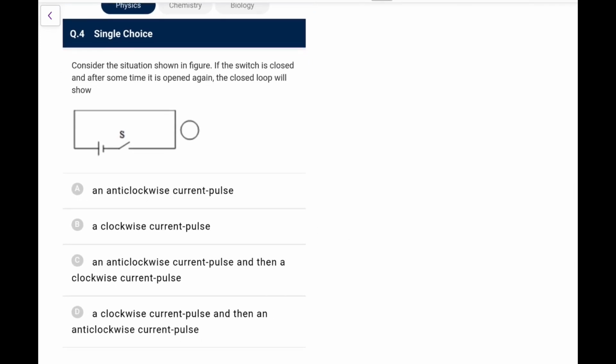Question 4. Let's see what it has. Consider the situation in the figure. If the switch is closed and after some time it is again opened, then the closed loop will show. Always remember, whenever the switch is opened, the current is reduced, so it will have a tendency to oppose that change. First, look at it. If the switch is closed, the current is induced like this. Because of this wire, which is the closer one, the field produced would be outward, that is towards you. To oppose it, initially the current established would be clockwise, and once the current recedes, to support this outward field, the current will become anti-clockwise.